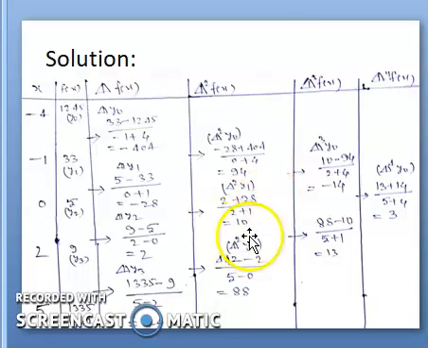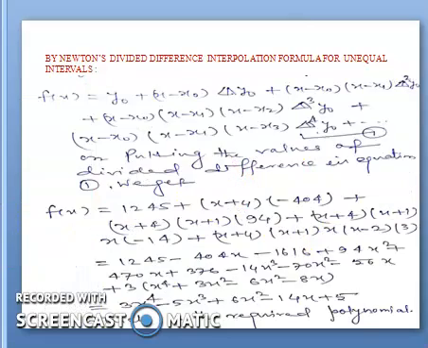Same process for all the tables, and write down the Newton's divided difference formula, and we will get the required polynomial as the result. So this is the process to find Newton's divided difference formula of interpolation for unequal intervals. Okay, thank you.